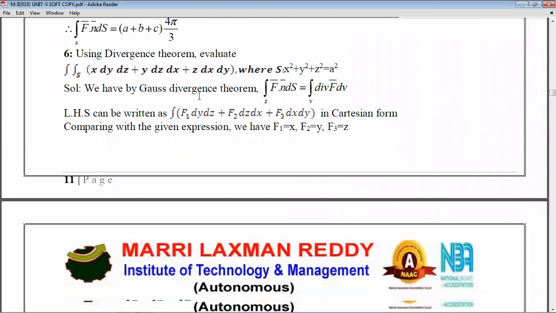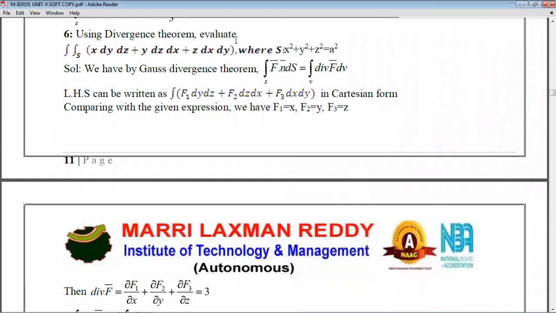Okay. And coming to the next question, using the divergence theorem, evaluate the surface integral of x dy dz plus y dz dx plus z dx dy, where S is x square plus y square plus z square is equal to a square. So this one also we discussed. This is another form of F bar dot n bar dS.